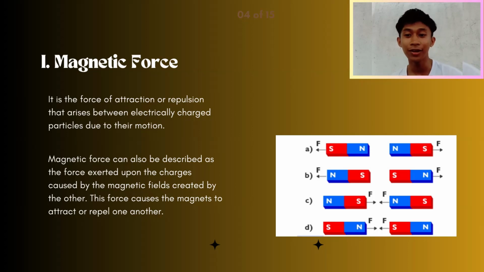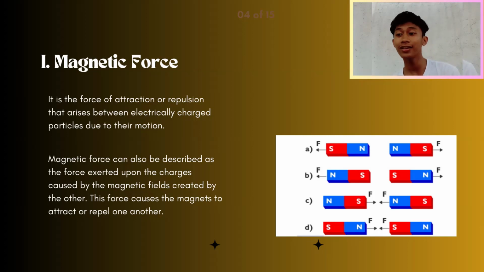Unlike dun sa C and D, we close or pinagtabi natin yung different poles, yung opposite poles, yung south, pinagtabi natin sa north. What do you think will happen? They will have the attractive forces. Katulad din sa D natin, north and south, they have the attractive forces.